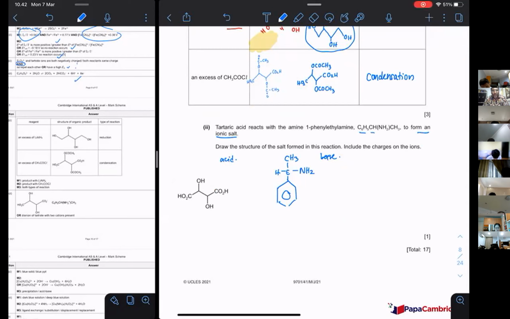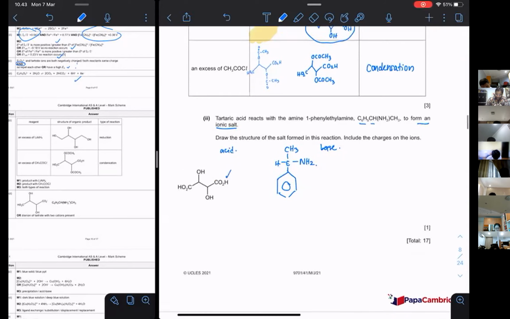So when I look at it, it's going to be the H plus. The H plus will go out, and then they will give the H plus to here. So I do see two types of salt. They say to form an ionic salt. I don't know which one, so I'll just give both.